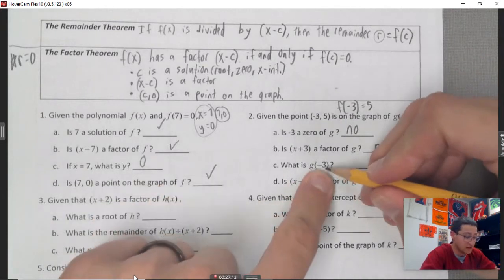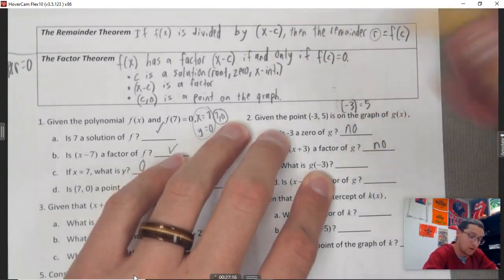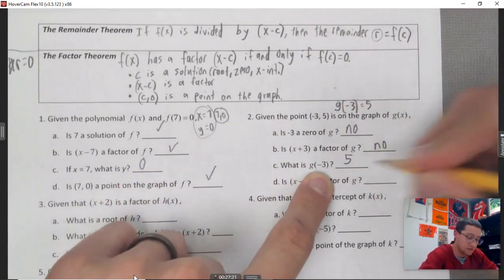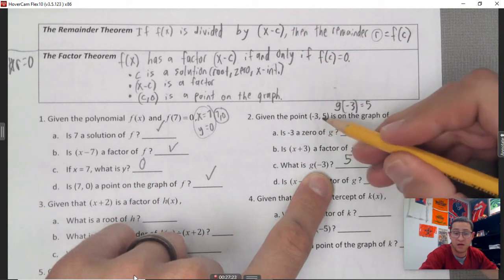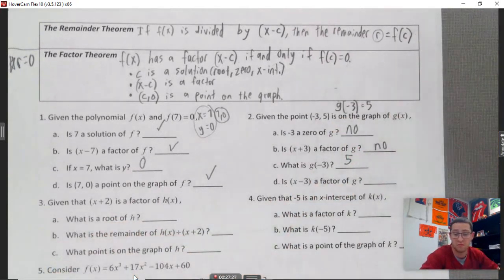What is g of negative 3? Oh, and this is g, by the way. I shouldn't have said f up here. g of negative 3 ends up equaling 5. I plug in negative 3, I get out 5. Is x minus 3 a factor of g? I don't know.